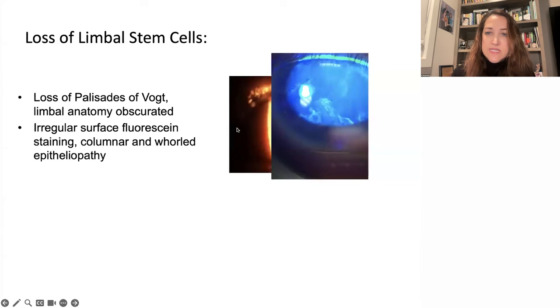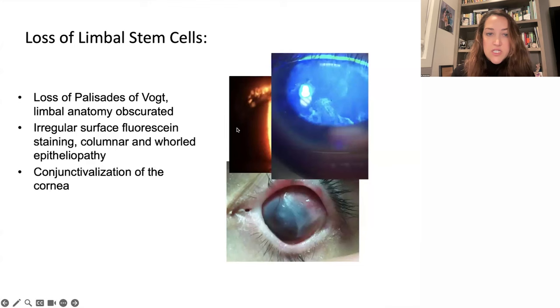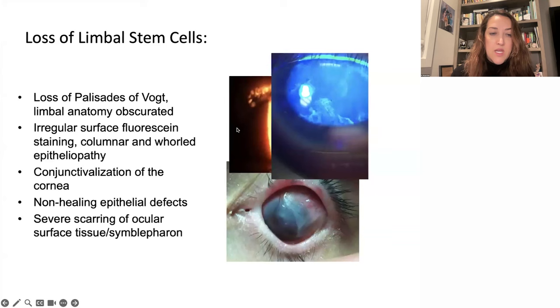And usually the inferior or superior limbus is affected earlier than the nasal or temporal limbus. And then you can get conjunctivalization of the cornea. That limbal anatomy usually acts as a barrier from conjunctival epithelium encroaching onto the cornea, and that is lost. And then finally, we can have non-healing epithelial defects of the cornea, and then severe cicatrizing disease, perhaps some symblepharon from the lids to the ocular surface.